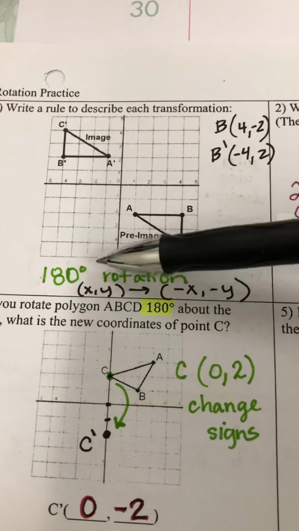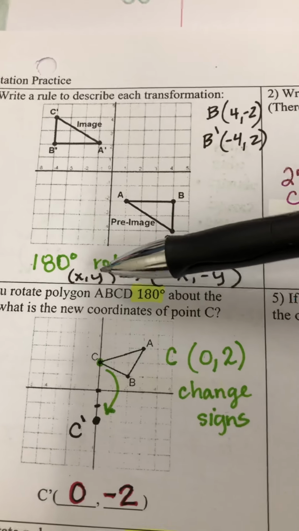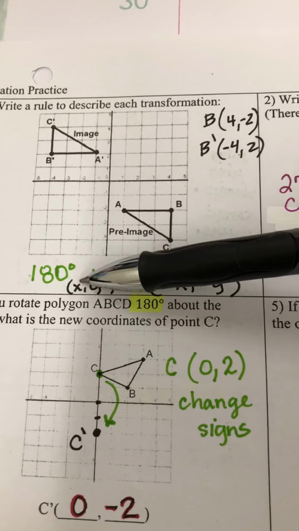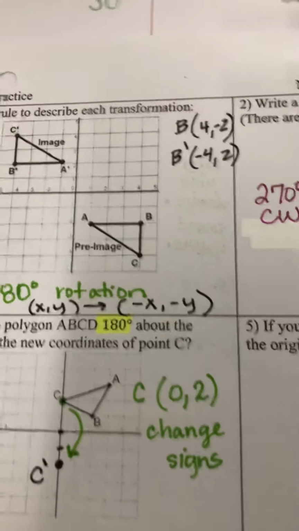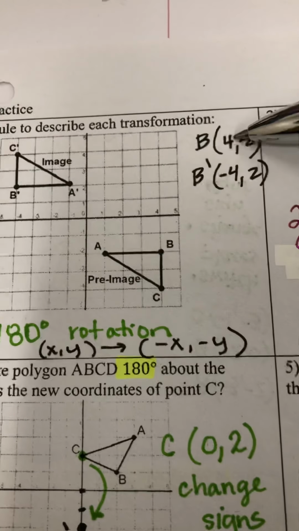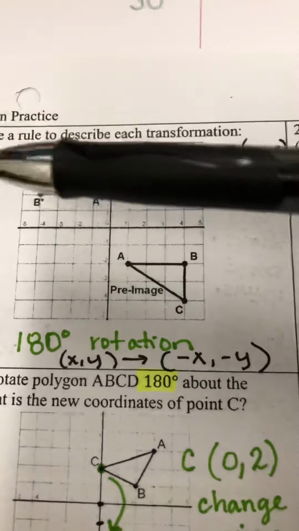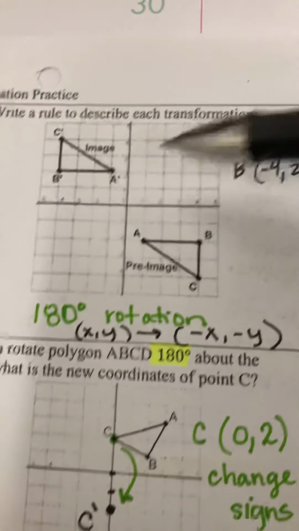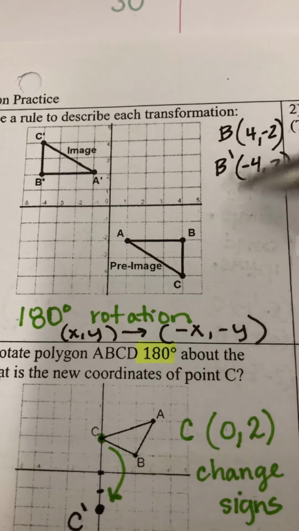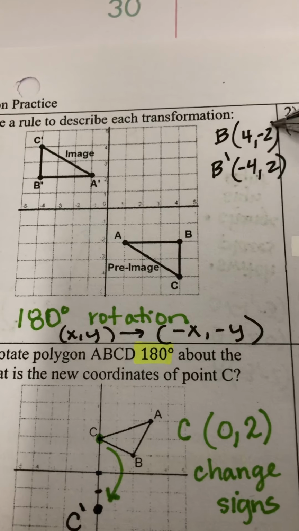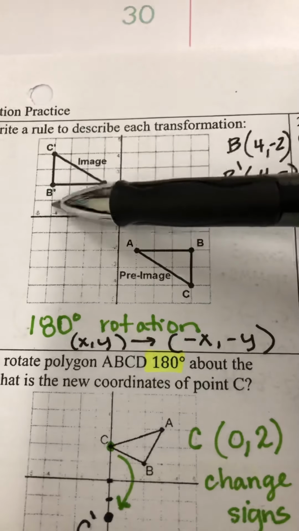This is the rule. It's the 180-degree rotation, but the actual rule is you start off with x, y, and you end up with negative x, negative y. And that's how we started off with the point. This was just an example. You didn't have to do that. But you started off with the point right here, and after you apply this rule, you end up changing the sign of both, and you end up with the point over there, okay?